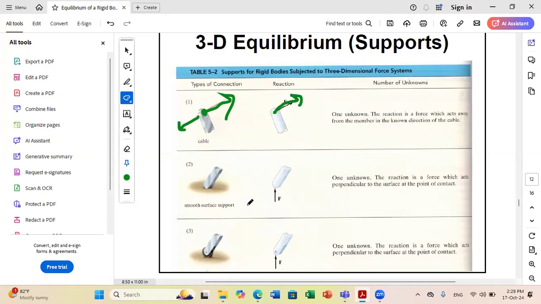Second type of reaction is smooth surface support. Whenever we say smooth surface, no friction with the surface, so we only have the normal reaction between the two. Normal reaction is perpendicular to contact. Now, third type of reaction is the roller. A roller, like 2D, can only apply a force perpendicular to the contact line, so it will only develop one reaction on the body.